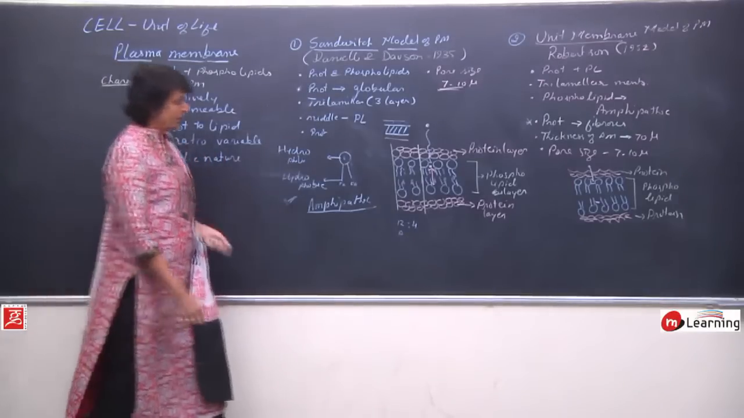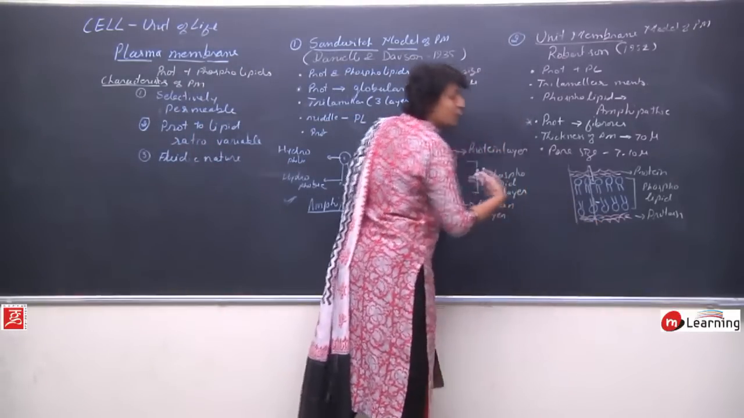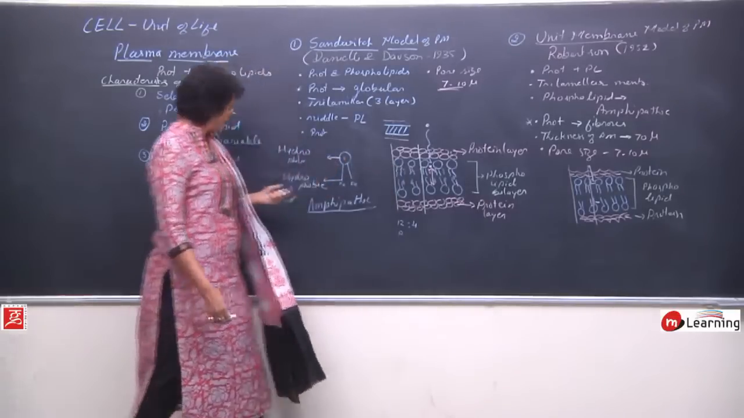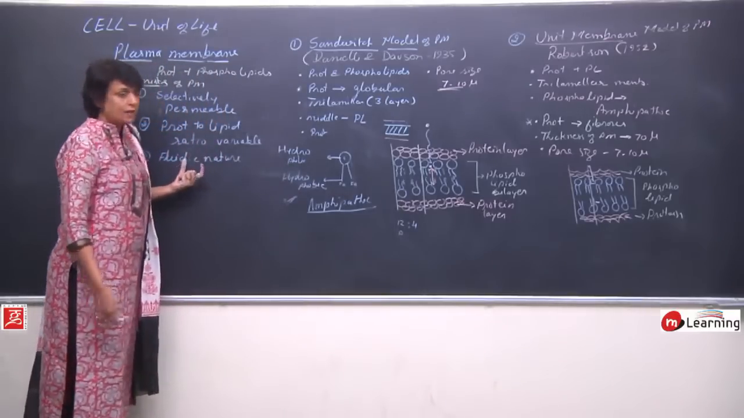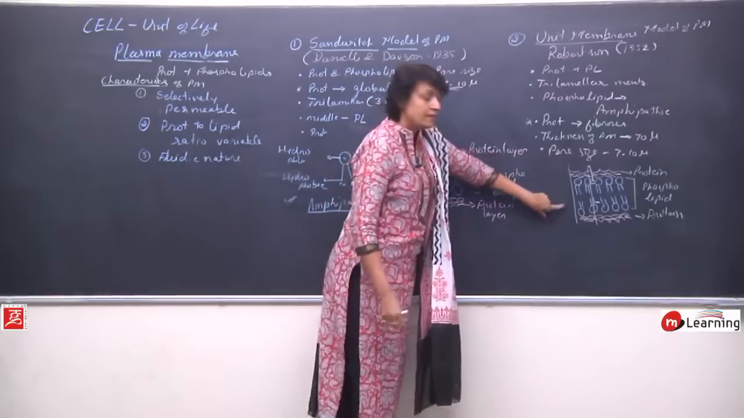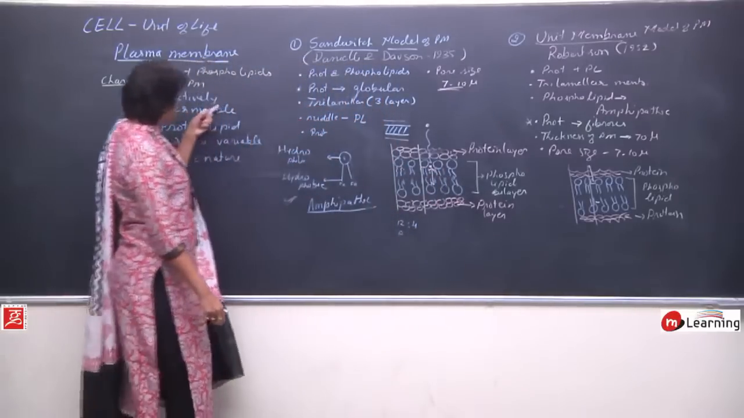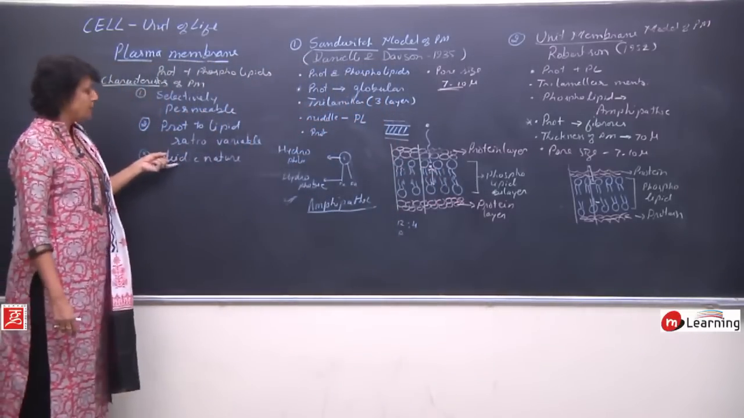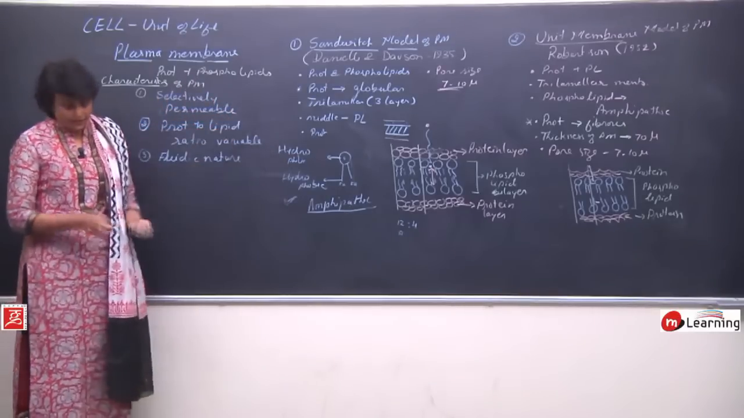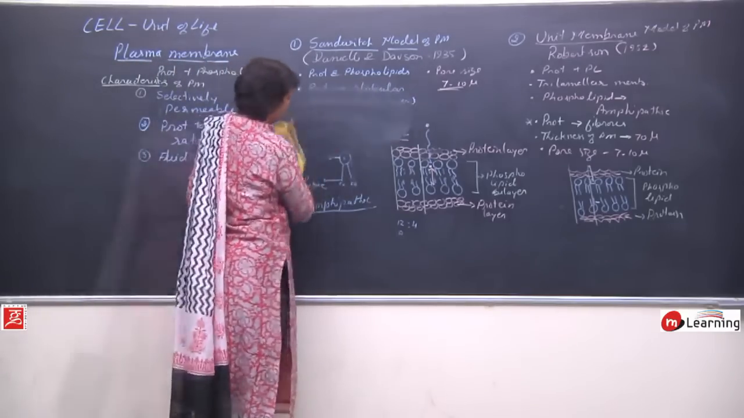Protein lipid ratio, if you again take a part of this, because these proteins and phospholipids are not moving from their place, the ratio is going to remain fixed. Third, fluidic nature, again it looks like a rigid structure because nothing is moving from its place. This is also a rigid structure. So both these models could not explain the basic 3 properties or characteristic features of the plasma membrane. So both were rejected.